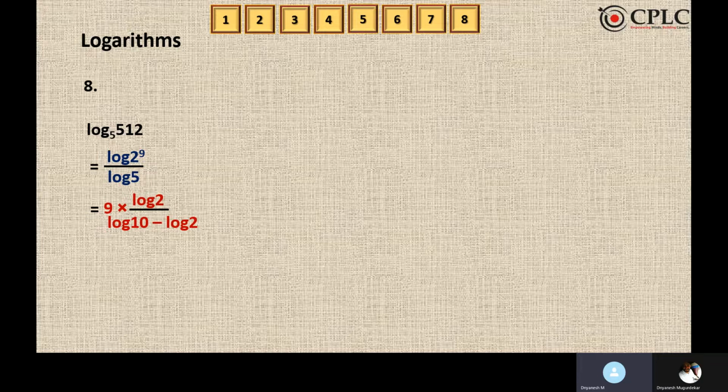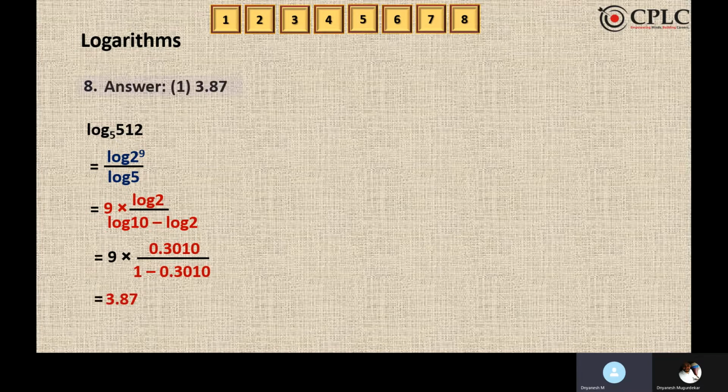Log 10 is 1, the value of log 2 is known to us, which is 0.3010. Substitute in the appropriate places. In the denominator you will have 1 minus 0.3010, which is 0.6990, and in the numerator you have 9 into 0.3010. All of that calculation will give you the final answer of this question as 3.87, which is option first. So eighth question, option first.